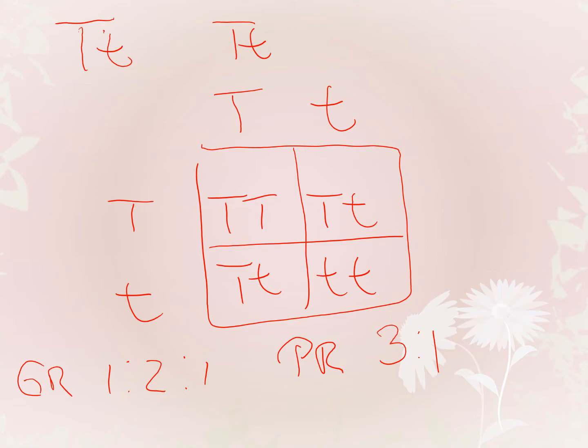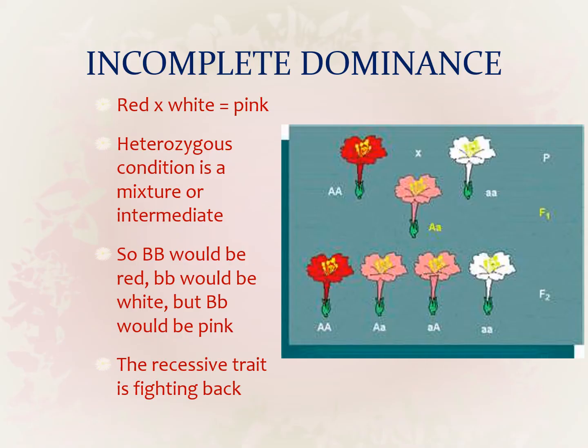Now, that's different from what's called incomplete dominance. With complete dominance, the dominant trait completely hides the recessive trait. In incomplete dominance, it doesn't. So complete dominance, red times white is red. In incomplete dominance, red times white equals pink. So with incomplete dominance, the dominant allele, the dominant trait, does not completely hide the recessive one. So you get kind of a mixture, a blend of the two.